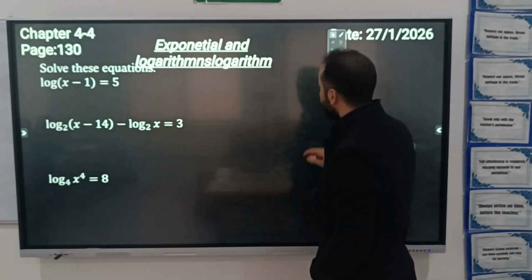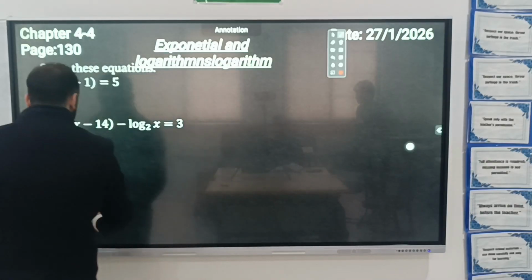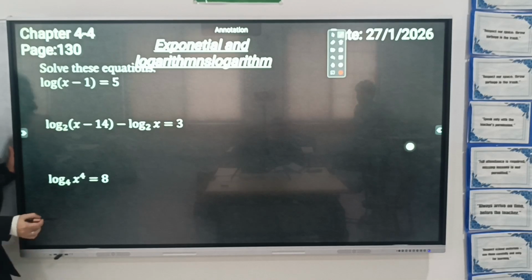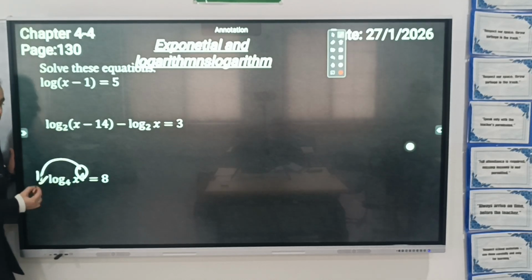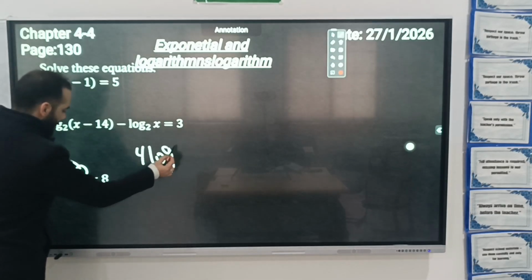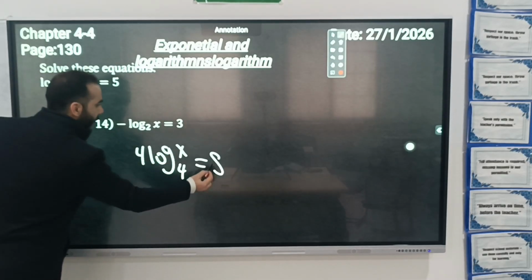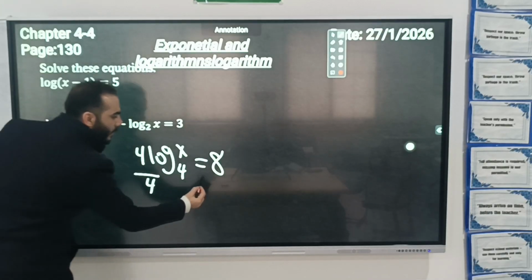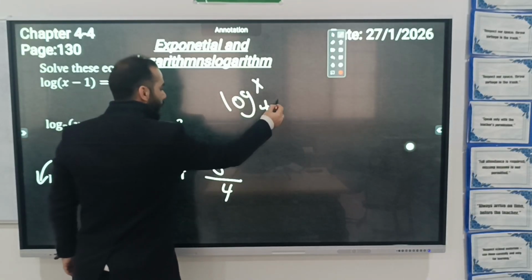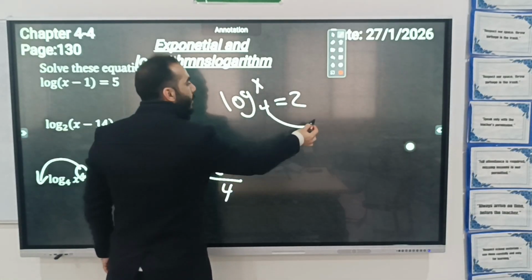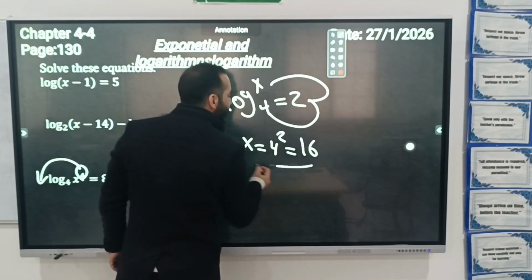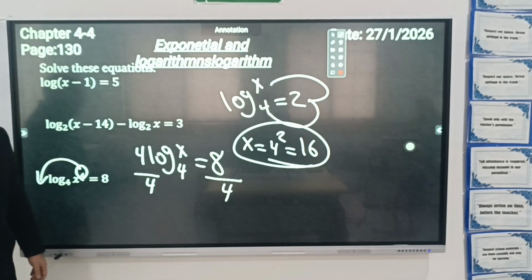The last one. Should I leave it for you? Right hand rule and simplify. Or there is an easier way. We said that if there is an exponent, it can come in front of the log. Right? Properties say that. 4 log x base 4 equals to 8. Divide both sides by 4. What will remain? Logarithm x base 4 equals to 2. Right hand rule. 4 powered by 2 equals to x. So x equals to 4 powered by 2, which is 16. That's it.